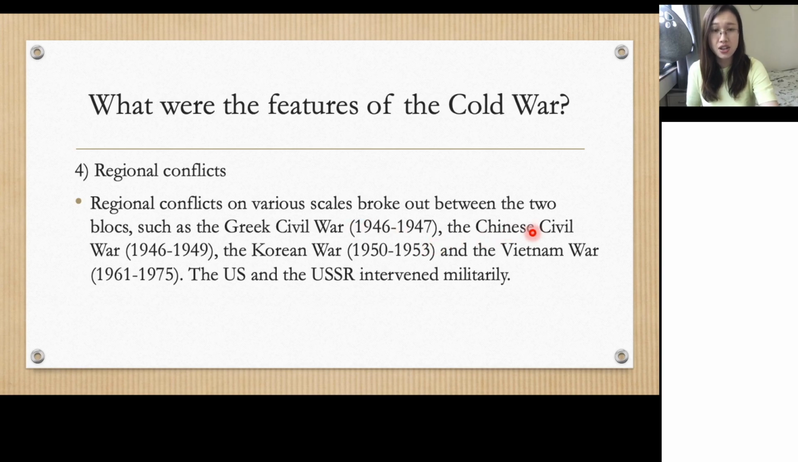And also the Chinese Civil War. We'll talk about this later. The Korean War and the Vietnam War. So the US and USSR intervened militarily. Even though they didn't directly fight each other, their support to different sides in these countries actually led to great tensions in the world.